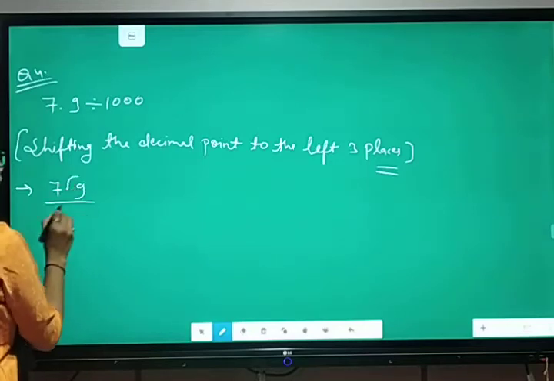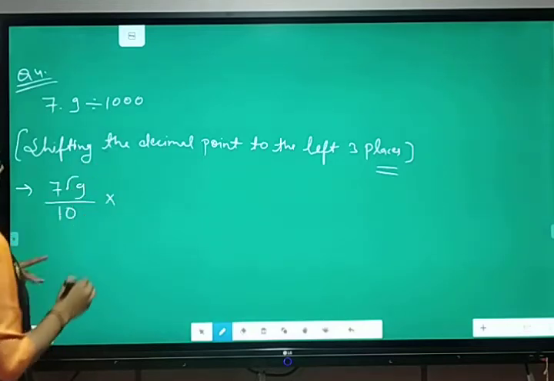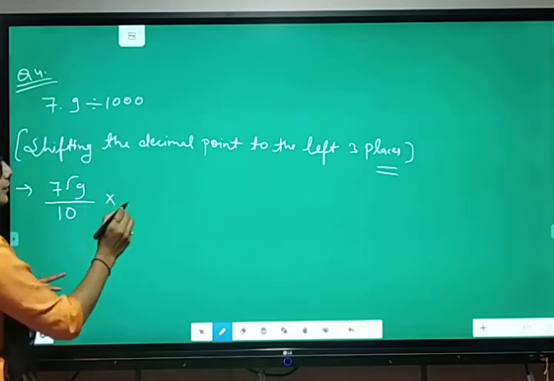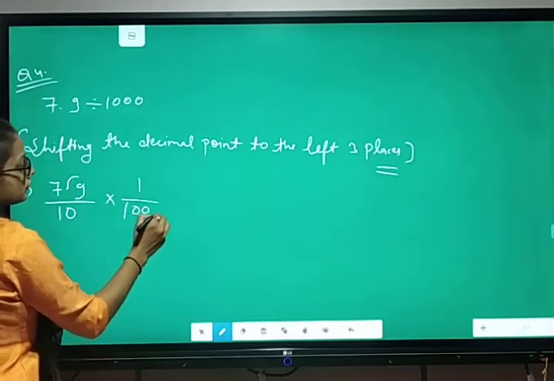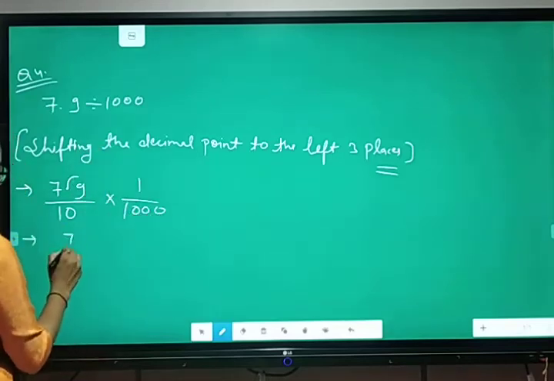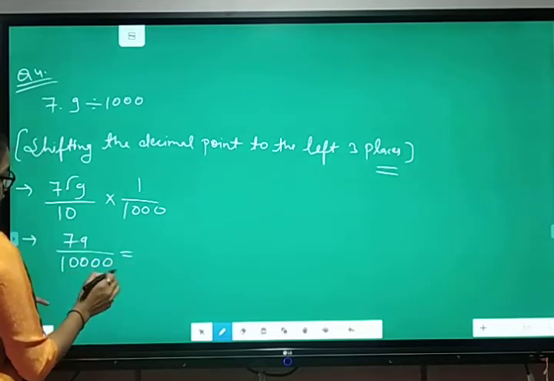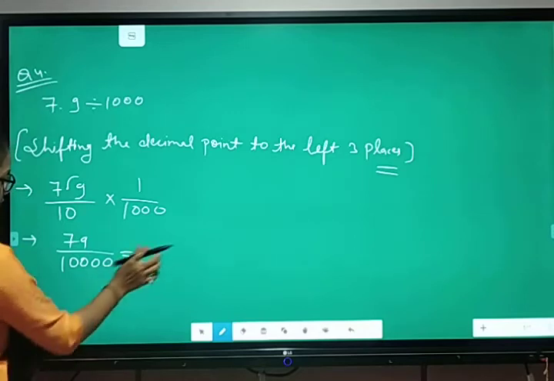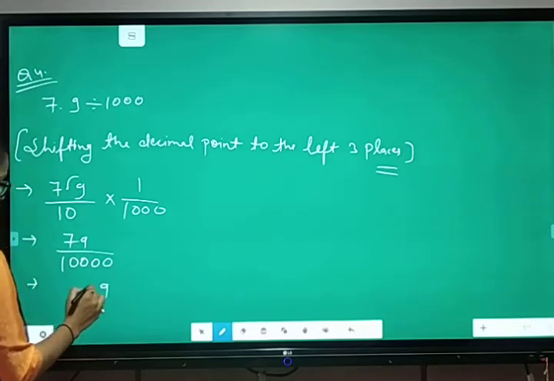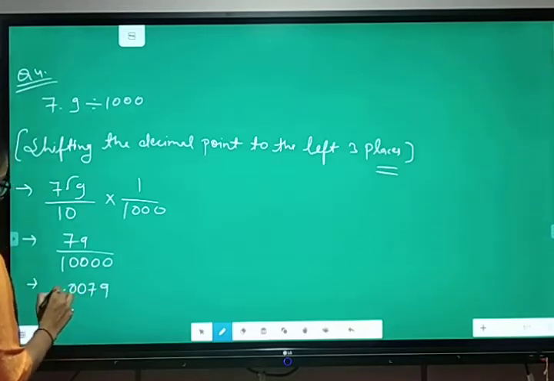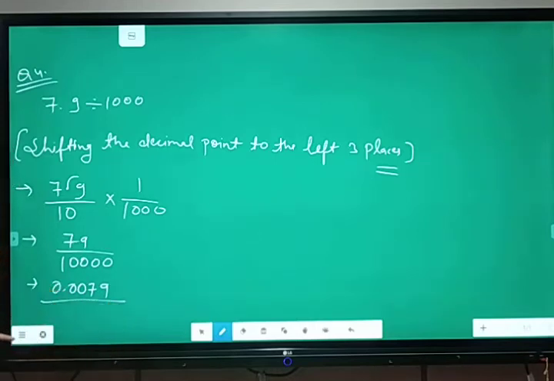Solution is 7.9. Remove the point, upon 10. Denominator is 10 and reciprocal the second fraction. 79 upon 10,000. Point will be put before 4 digits. So answer is 0.0079.